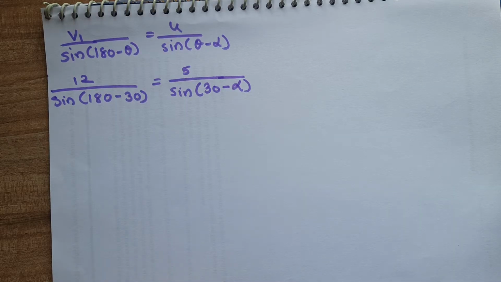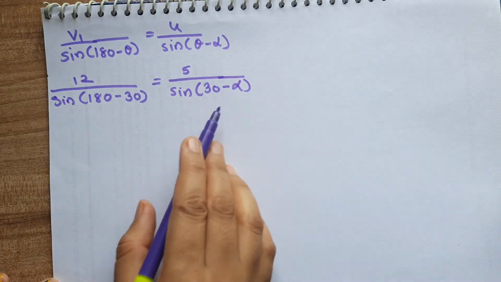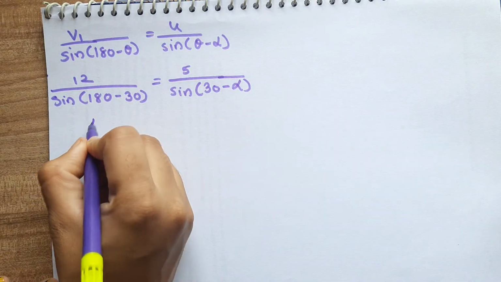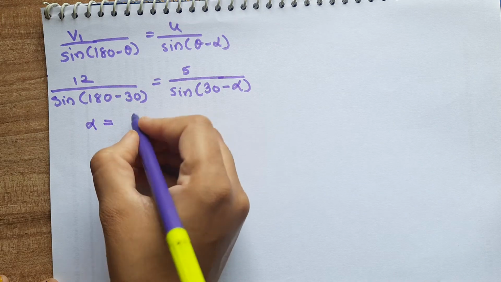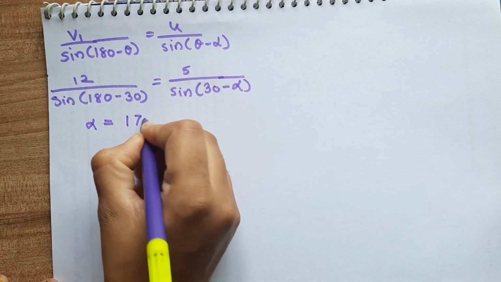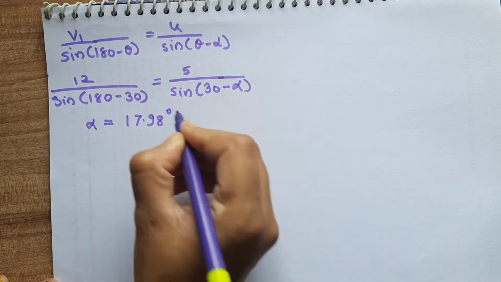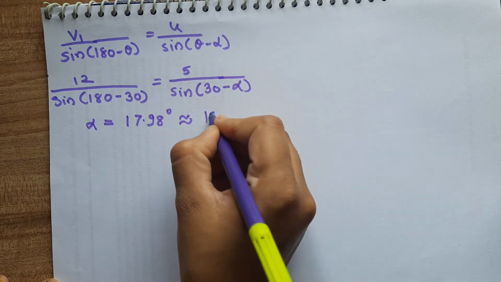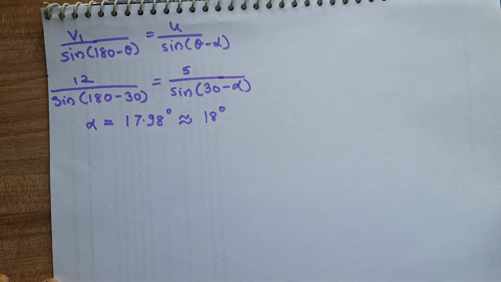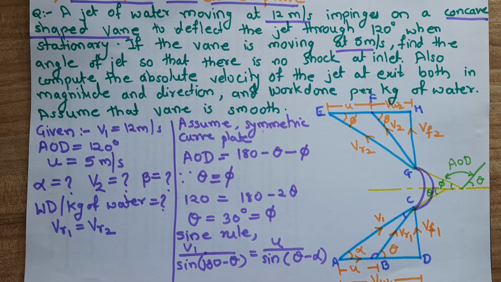So here I have kept all the values, and when we solve it, we will get alpha equal to 17.98 degrees. Approximately we can directly write it as 18 degrees. Now the next thing we are supposed to find is V2 and beta.